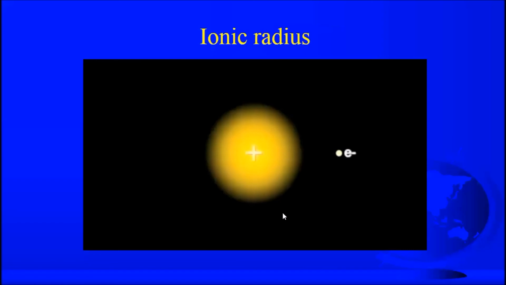Whenever an atom becomes a positive ion, it always gets smaller because the electrons are more attracted to the nucleus. The partial shielding it provided for the other electrons is lost. As a result, they experience a greater effective nuclear charge, and the cation, or positively charged ion, is smaller than the original atom.